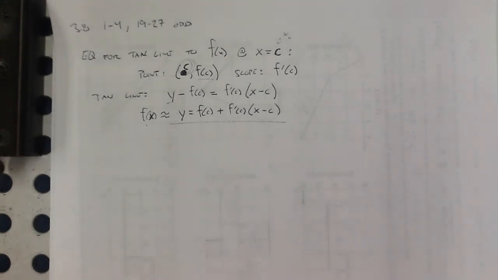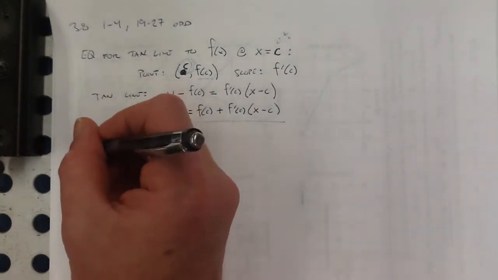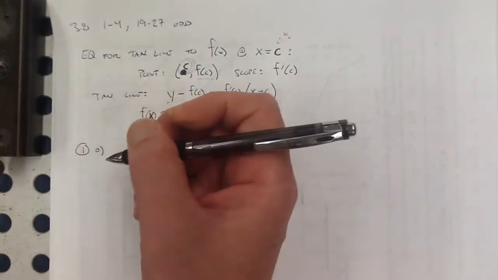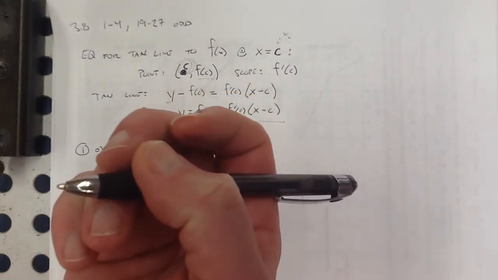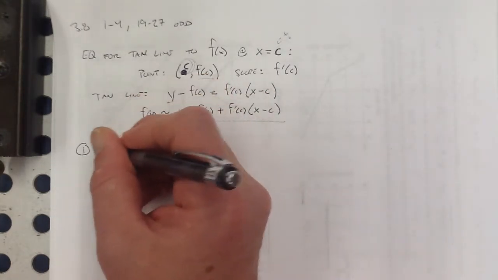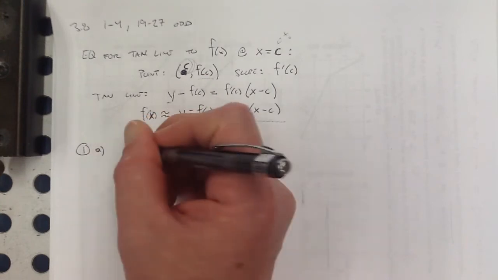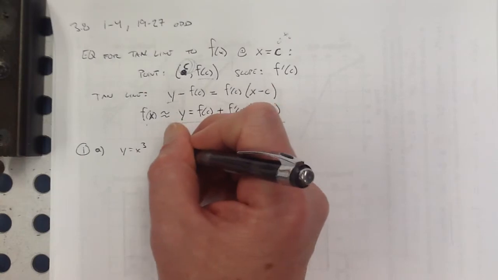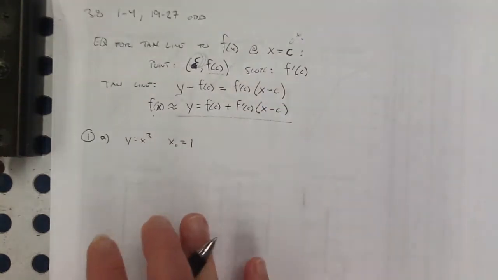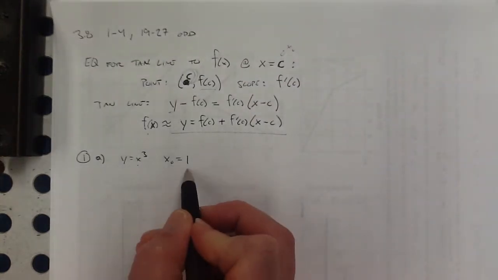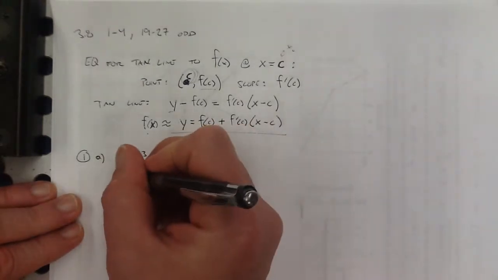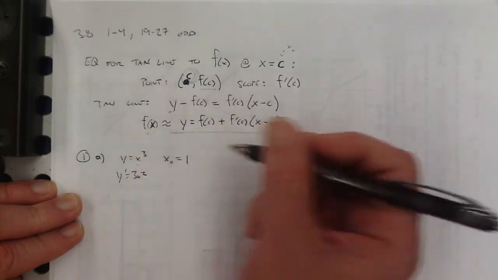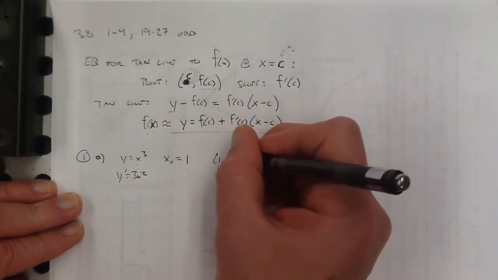So what we want to do is just find the tangent line. So 1a, use Formula 1 to obtain the local linear approximation of x cubed at x sub 0 equals 1. In other words, find the tangent line to this at this. So what do I need? Well, I'm going to need the derivative, and I'm going to need a point. So I plug that in there and get the point 1, 1.